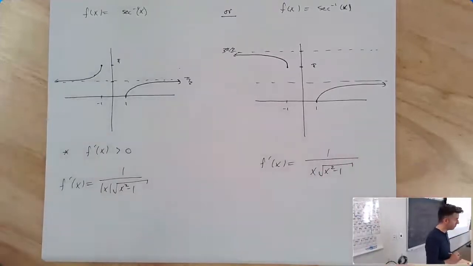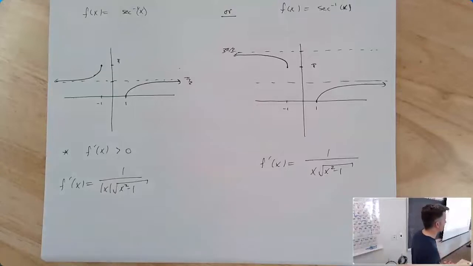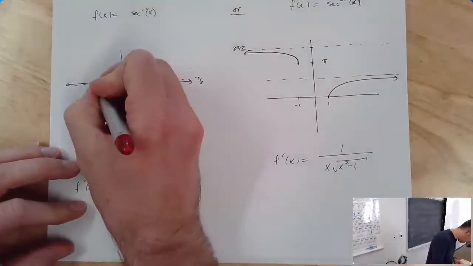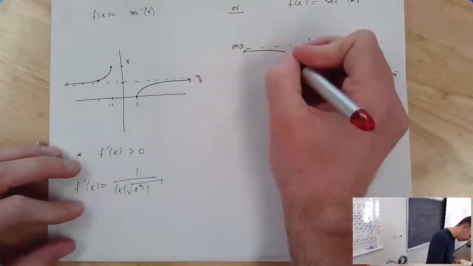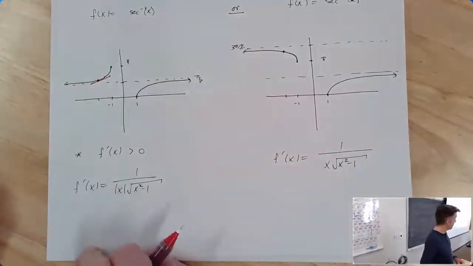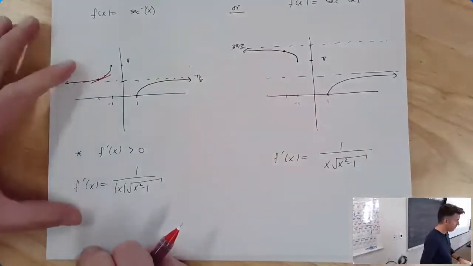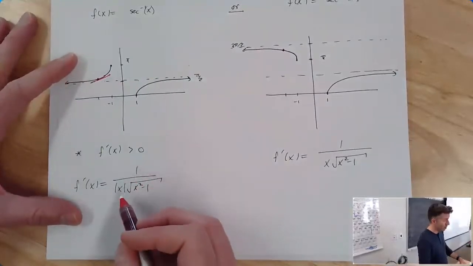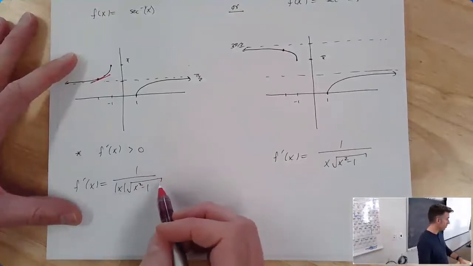Let's talk about why. Let's say you pick x equal to -2. I'm about right there. My derivative should be positive in this version. If I plug in -2, I get 1 over 2, right? Because the opposite of -2 is 2 times the square root of 3, which is positive.